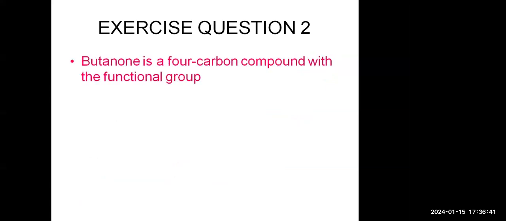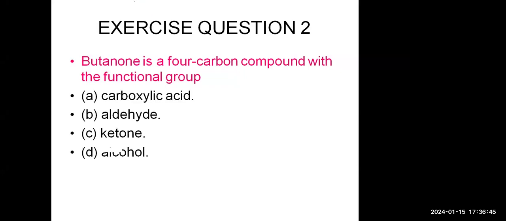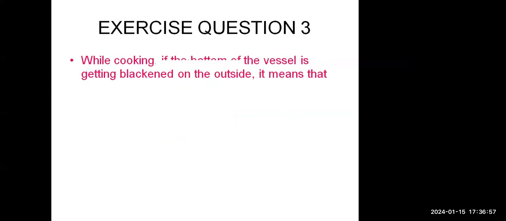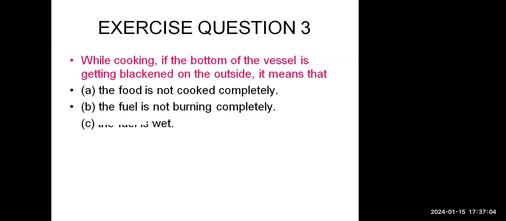Then butanone is a 4-carbon compound with which functional group? So we know butanone has ketone, C double bond O. So it is ketone. Then while cooking, if the bottom of the vessel is getting blackened on the outside, it means which one? Take your time and think and you can answer the question.